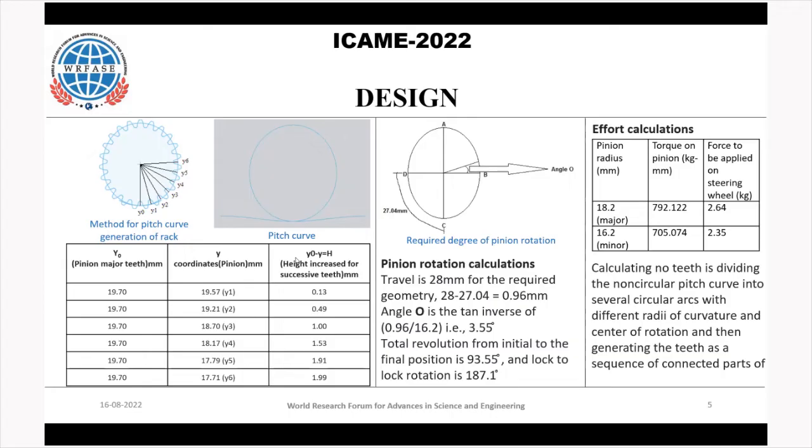Now to determine the required angle of pinion rotation for the vehicle, the perimeter of the elliptical pitch curve is 108.16 mm. Per quadrant, it will be 108.16 by 4, that is 27.04 mm. The required curved rack displacement is 28 mm. Hence, the steer angle for center to full steer is 93.55 degrees. So as we can see, using the elliptical gear, the effective radius reduced from 18.2 to 16.2, resulting in reduced steering effort from 2.64 kgs per hand to 2.35 kgs per hand.